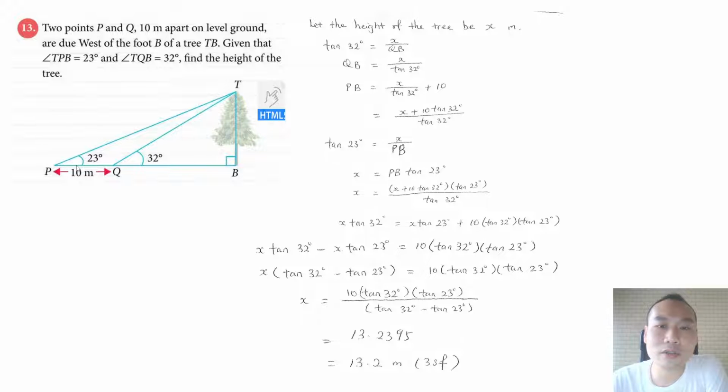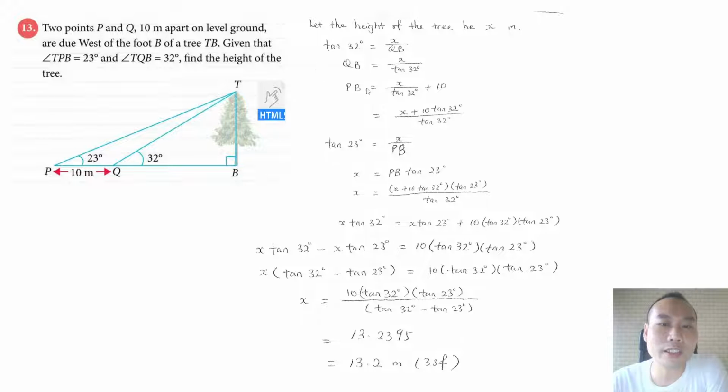The next triangle, we can find PB. PB is x over tangent 32 again, plus 10 meters. So why? Because PB is actually QB plus 10. So we find QB, we add 10, we have got PB. So I actually simplify them to a single fraction just for easy computation later. So we are still in the same situation. We have no idea what PB is, and we have no idea what x is.